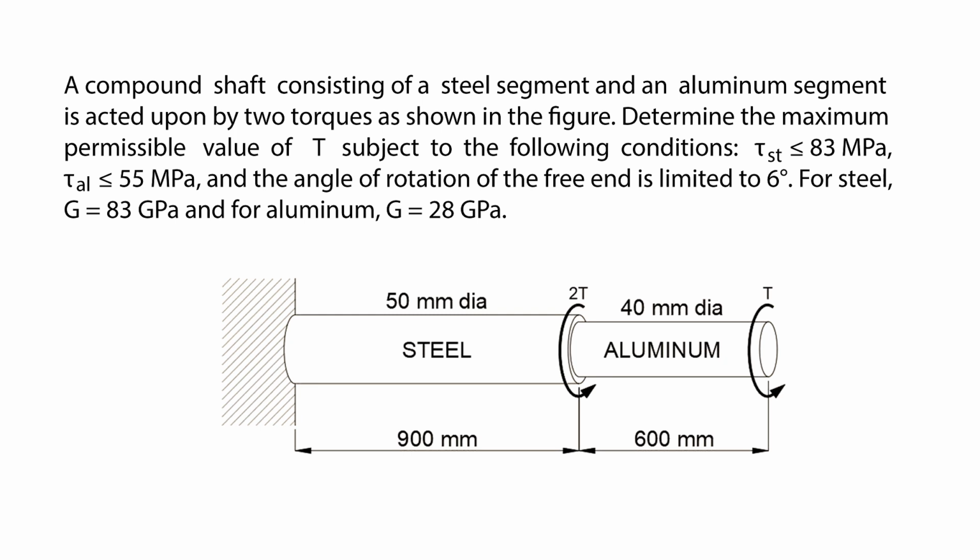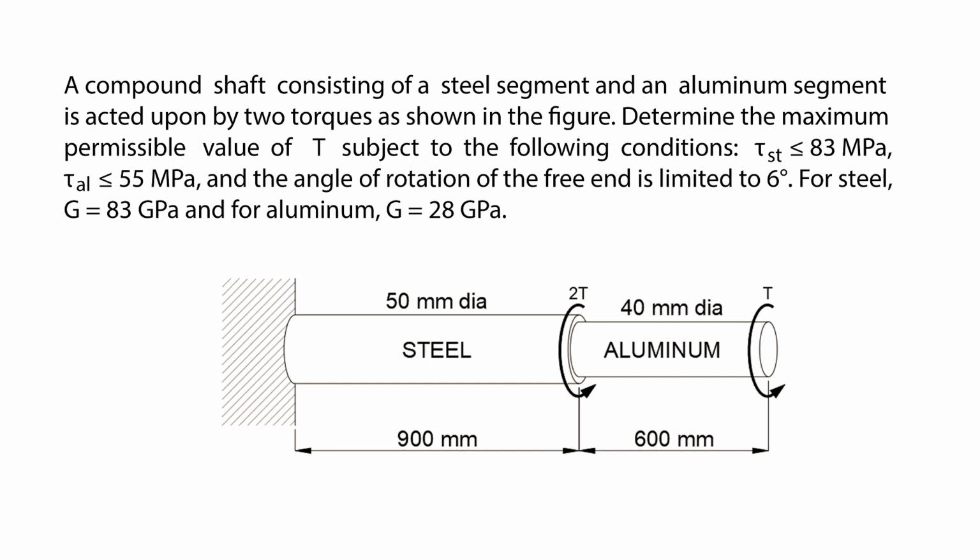Problem 316. A compound shaft consisting of a steel segment and an aluminum segment is acted upon by two torques as shown in the figure.